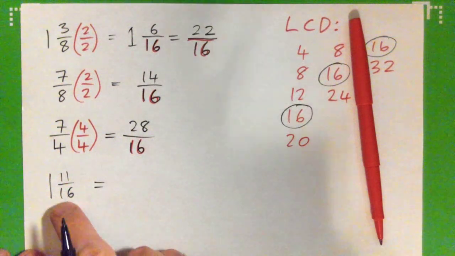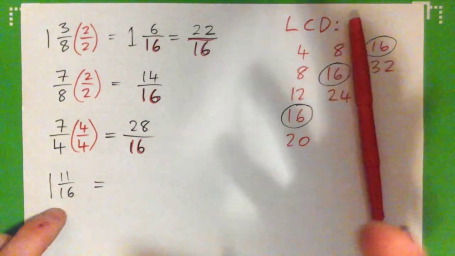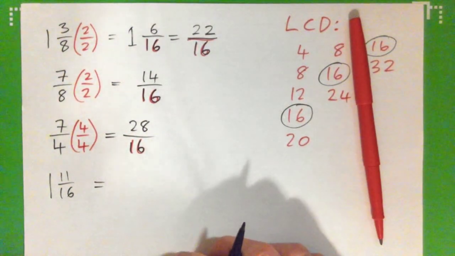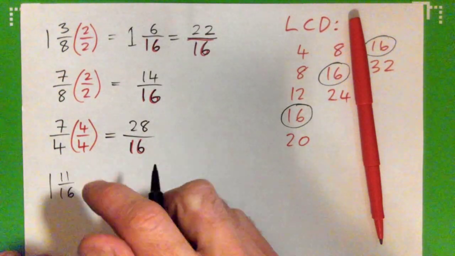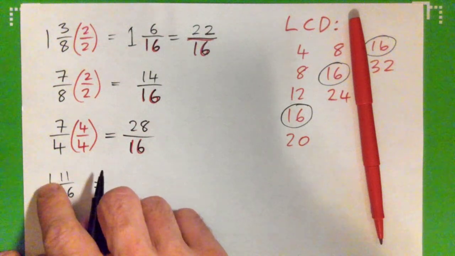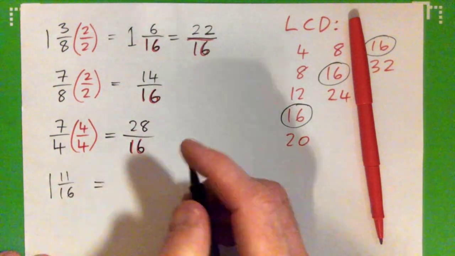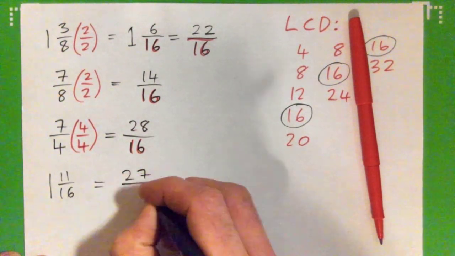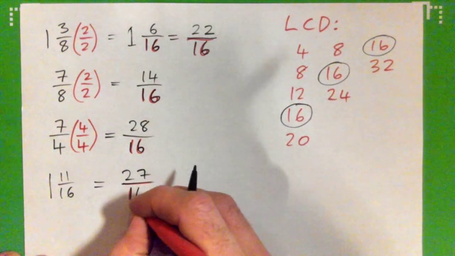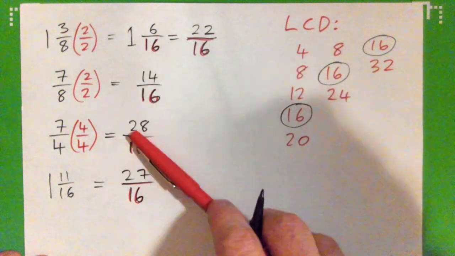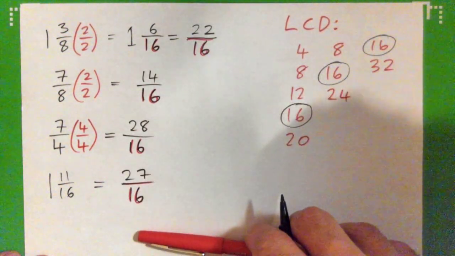And this one's already in 16ths. Great. We can leave it at that, but just for fun, let's turn it into an improper fraction. What do we got? Yep, 16 times 1 is 16, plus 11, 27/16. Now, every fraction has been turned into an improper fraction with 16 on the bottom. Doesn't that make it easier to compare?